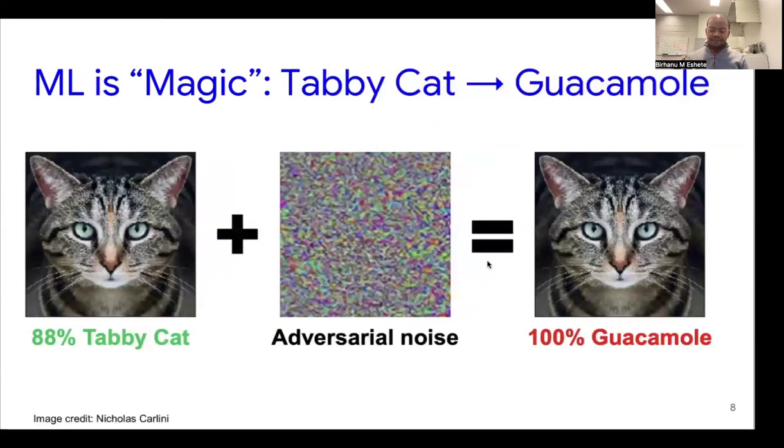Here's another funny example where the magic of machine learning manifests. This image on the left is a tabby cat correctly classified with 88%. Again, the same kind of perturbation is added to the image, and the image is still the same; it's really hard to visually differentiate the one on the left and the one on the right. But now it is classified to the wrong class, and this funny class, guacamole, with 100% confidence.